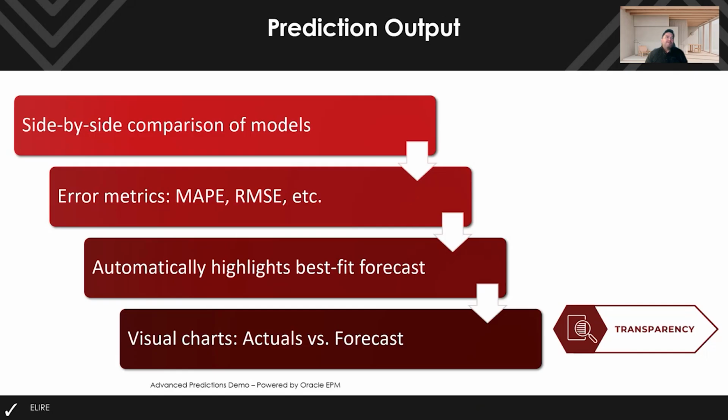Again, from a prediction output, because through the transparency, you can compare the different best case, worst case models. You have error metrics that it's tracking. You have a best fit that it's going to give you, and then you can use different actual versus forecast, actual versus predictive forecast, and then forecast against forecast scenarios, so that you can better identify the different use cases for your predictive forecast.